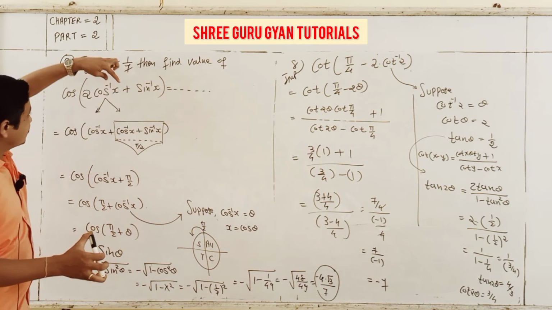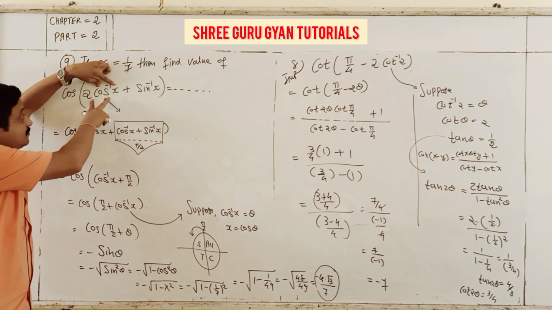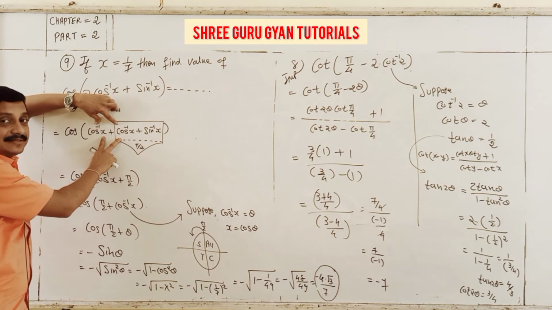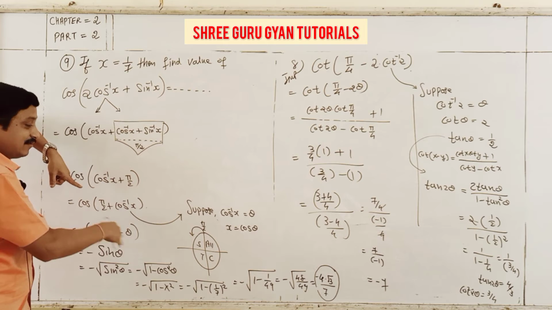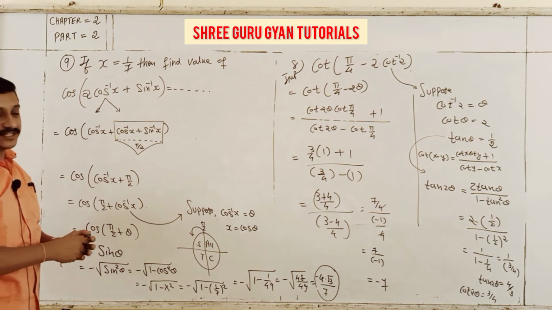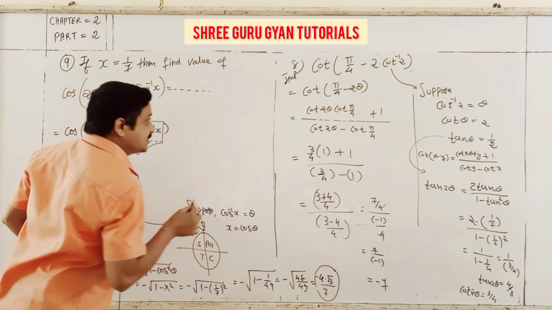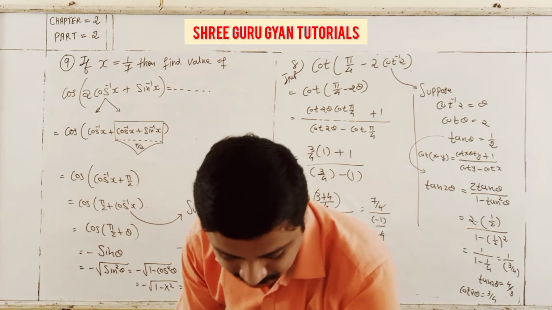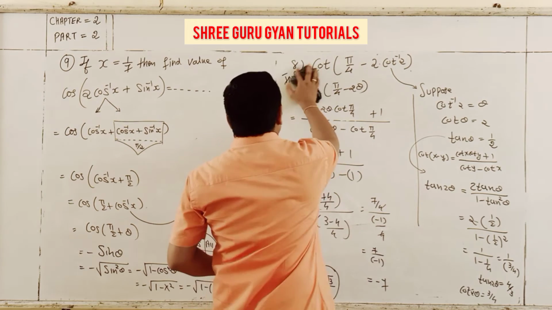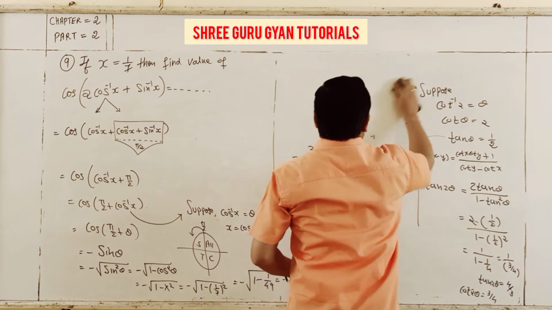Important are these steps: cos inverse I split into 2 times, sin attached with that, and that is pi by 2. Then after that simplify in the easiest form, and that becomes your answer. Continue. Question number 10.